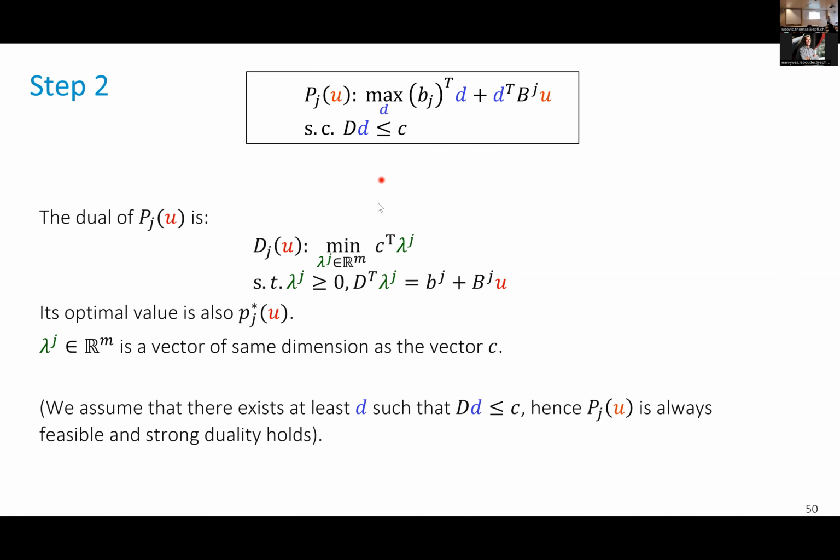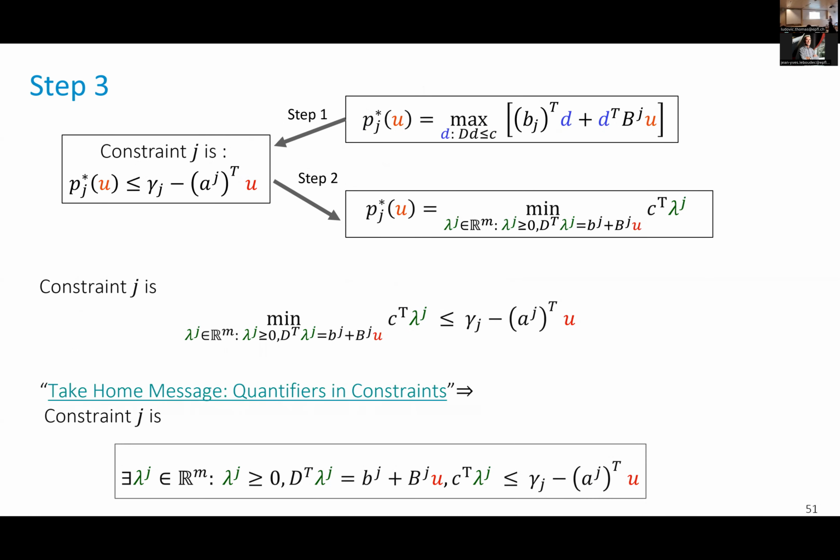So the dual of this problem is this one here. So this is what I've done. In step one, I have replaced my constraint by this P star, which was the max of those. That's the solution of my optimization problem. And in step two, I say, well, that's the same as the min of that. P star of U is an optimization problem, parameterized with U, with optimization variable D in its primal form, with optimization variable lambda in its dual form. And now it becomes a min.